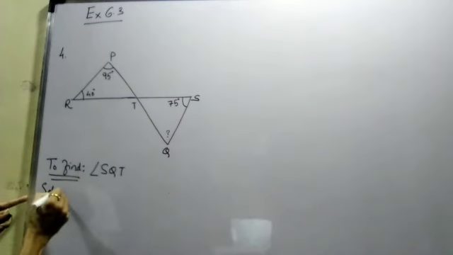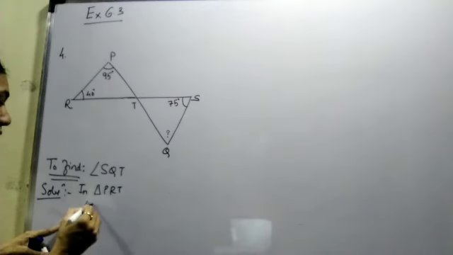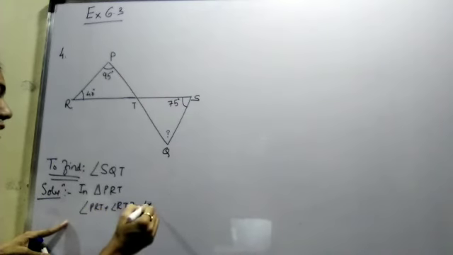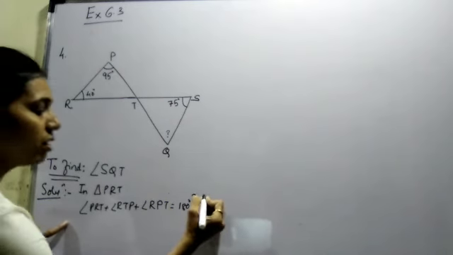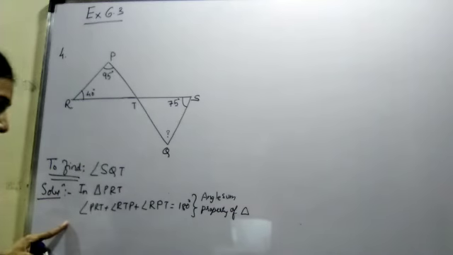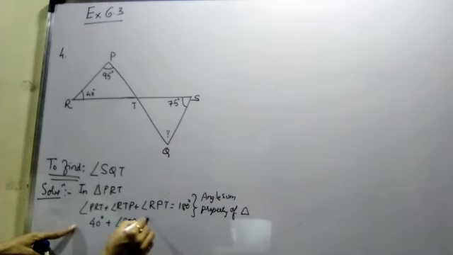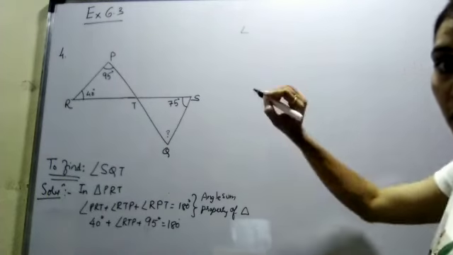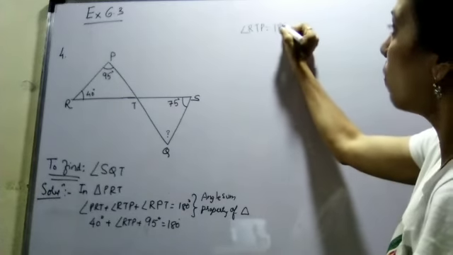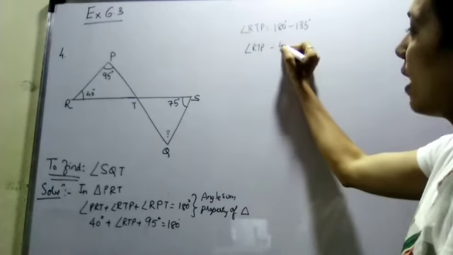So we'll write down solution. In triangle PRT, angle PRT plus angle RTP plus angle RPT is equal to 180. Angle sum property of triangle. Angle PRT, this is 40 degree. This we need to find out. Angle RPT, this is 95 degree and 180. So what do we get? We get angle RTP is equal to 180 minus addition of this, which is 135. It will give me RTP as 45 degrees.